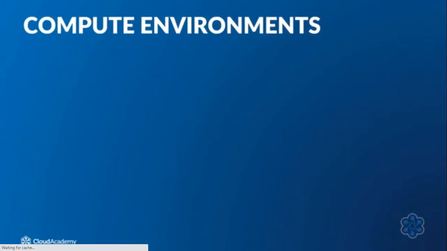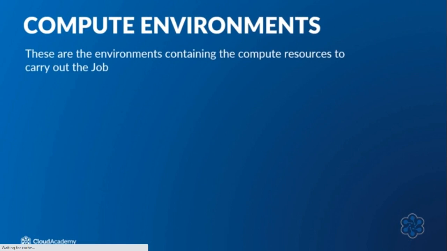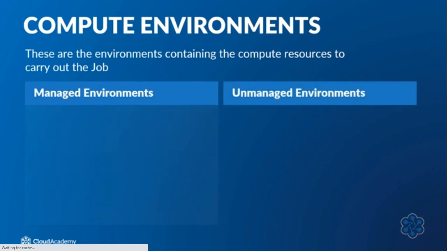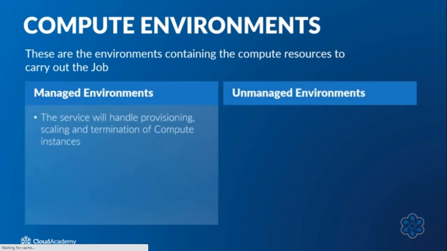Compute environments. These are the environments containing the compute resources to carry out the job. The environment can be defined as managed or unmanaged. A managed environment means that the service itself will handle provisioning, scaling, and termination of your compute instances based on the configuration parameters that you would enter regarding the instance type, purchase method, such as on-demand or spot. This environment is then created as an Amazon ECS cluster.